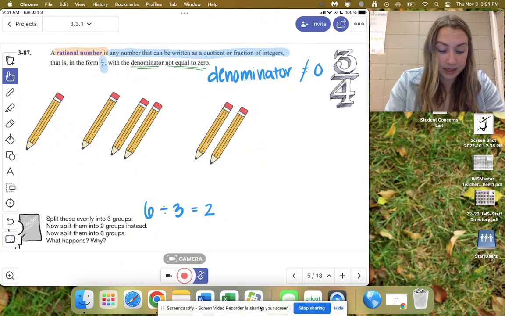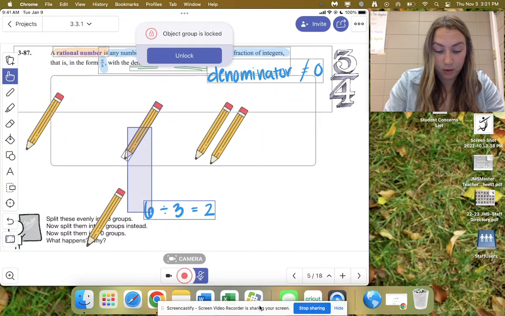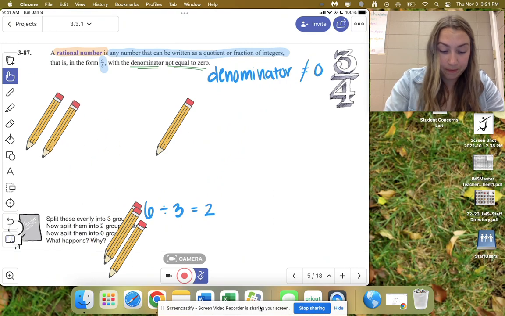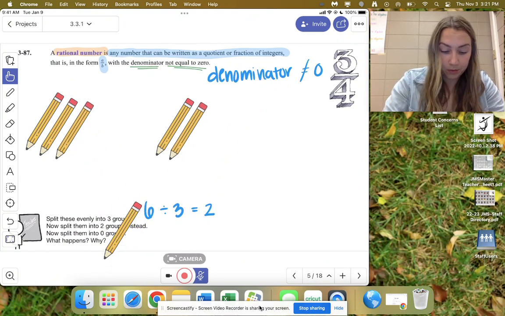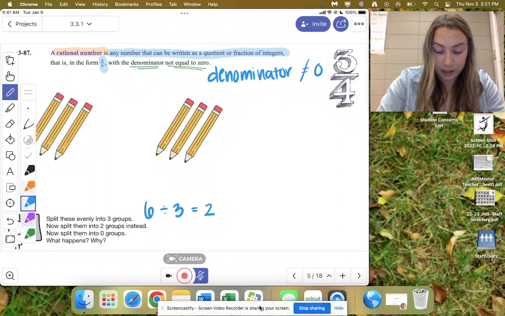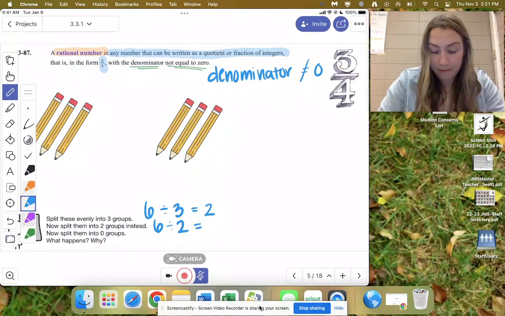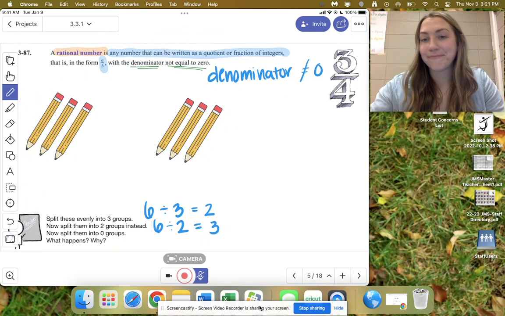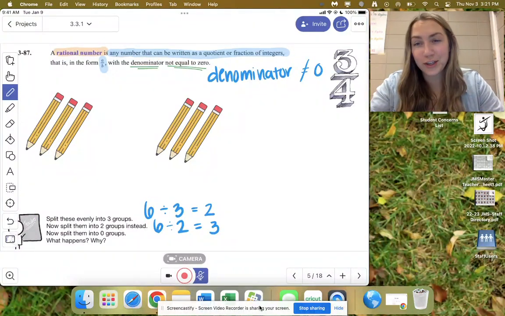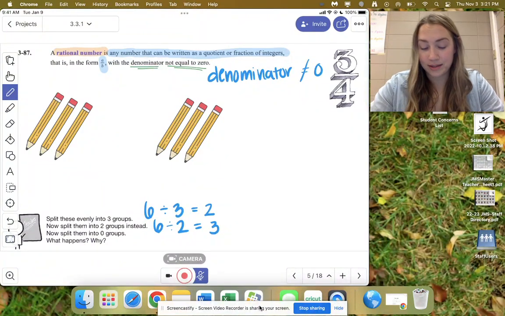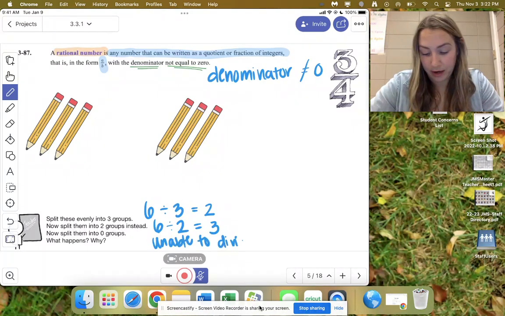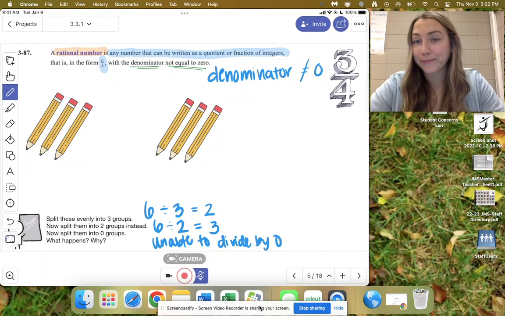The second one says now split them into 2 groups. Well, that's 1 group, that's 2 groups. Group 1, group 2, group 1, group 2. So if I took 6 and split them into 2 groups, I would get 3 in each group. And then it says now split them into 0 groups. What happens and why? I just said it. You can't split into 0 groups. 0 groups is not a thing, so I can't do it. I'm unable to do it. Unable to divide by 0.